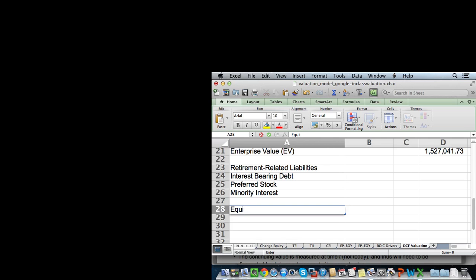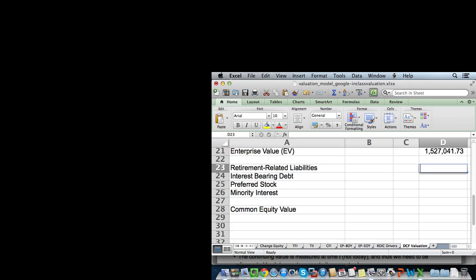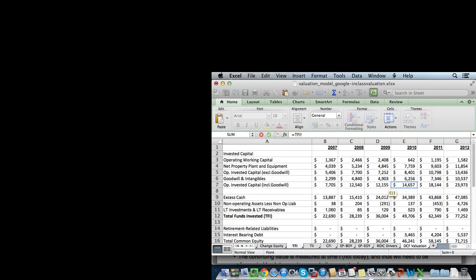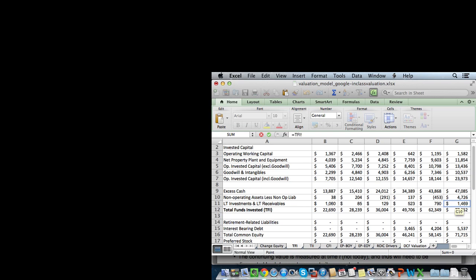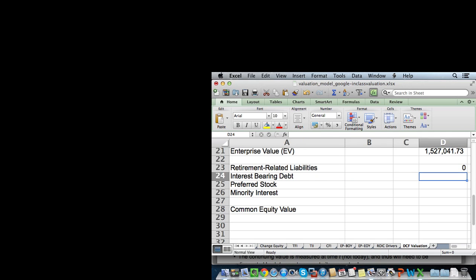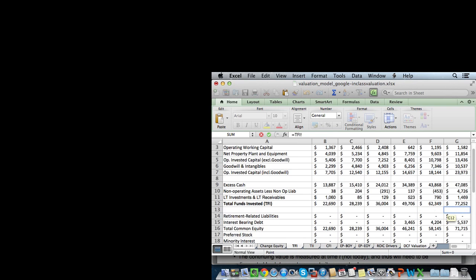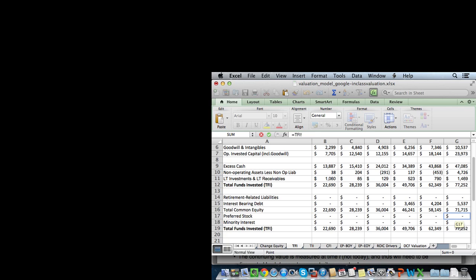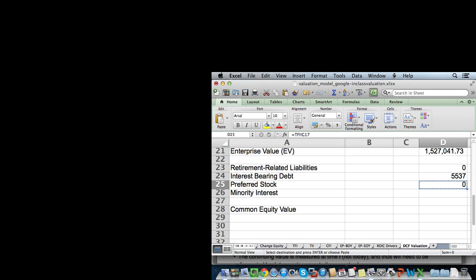And then what's left is my common equity value. So again, retirement-related liabilities are present valued, so therefore 2012. For Google, it was 0, so G14. And interest-bearing debt is whatever the value of the debt is. Preferred stock is whatever the preferred stock currently is, G17, and minority interest, whatever that is.